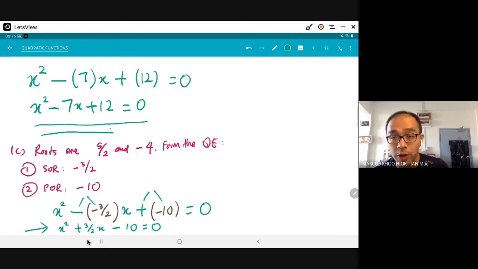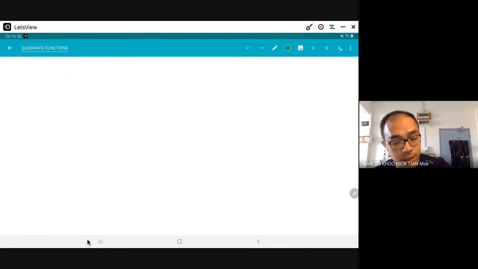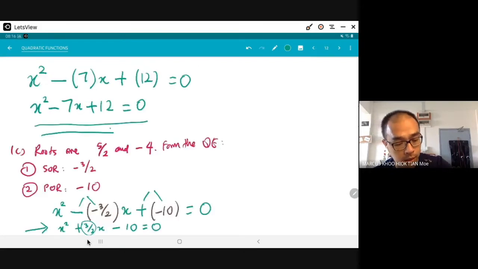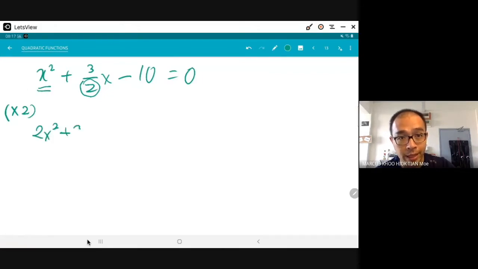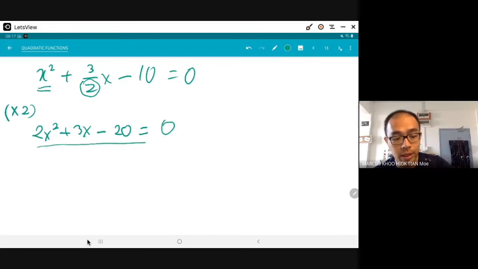Tapi, ini, saya tidak suka kalau nombornya adalah pecahan. Not nice. So what you do is x squared plus 3 over 2x minus 10 equals to 0. What you do to hilangkan this pecahan is you multiply everything by 2. So darab semua dengan 2. So this one you will get 2x squared plus 3x minus 20 equals to, obviously 0 lah kan, 0 times 2 is 0. So this will be a good final answer.